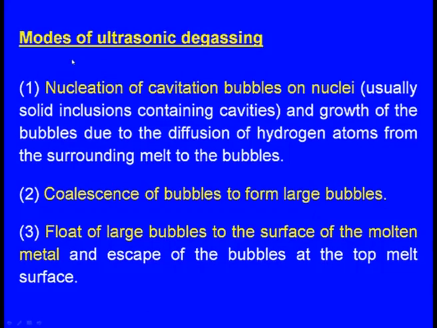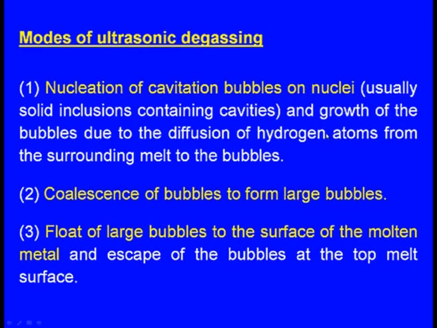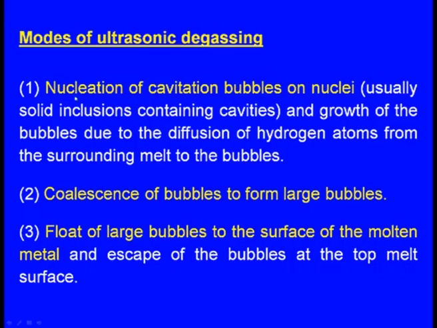Now here we can see the modes of the ultrasonic degassing. Nucleation of cavitation bubbles on nuclei. Usually these are the solid inclusions containing cavities. Because of this, there will be growth of the bubbles due to diffusion of hydrogen atoms from the surrounding melt to the bubbles. So during this ultrasonic degassing there will be nucleation of cavitation, and because of this, the hydrogen atoms in the melt will be diffusing towards that nucleation region. Next one, coalescence of bubbles to form large bubbles.